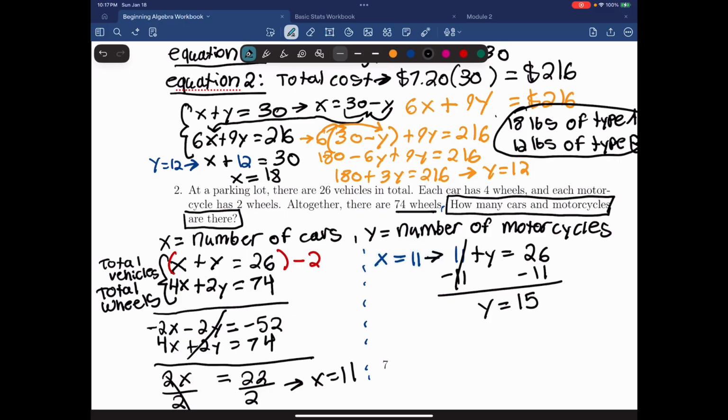So our final answer is that there are 11 cars, because that's what our x variable represents. And then we're going to have 15 motorcycles because that's what our y variable represents. And that's your answer.